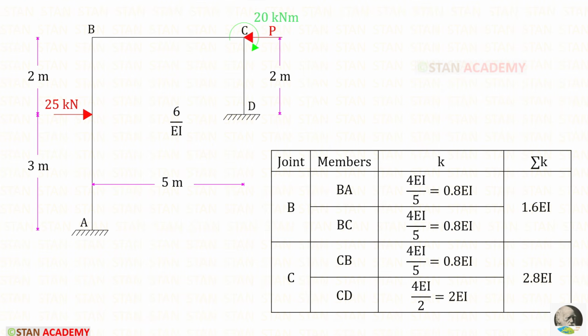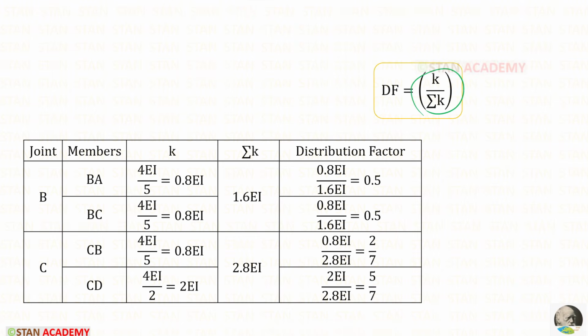First, let us find the stiffness. These two ends are fixed and these two are continuous. So all of the formulas will be 4EI upon L. For BA, BC and CB, L is 5 and for CD it is 2. Then we need to add these two and then these two so that we will get summation of stiffness. Then using this formula we can find the distribution factors.